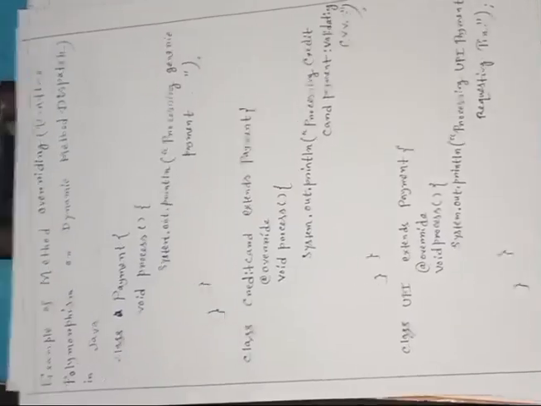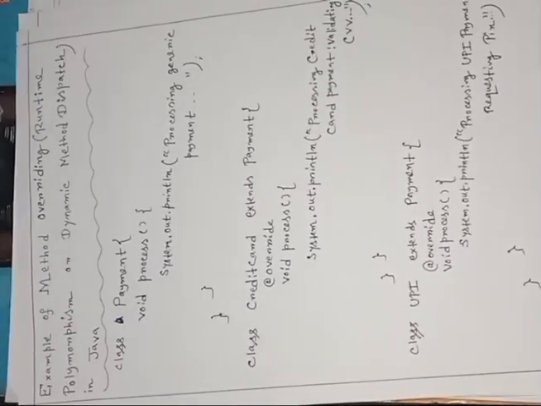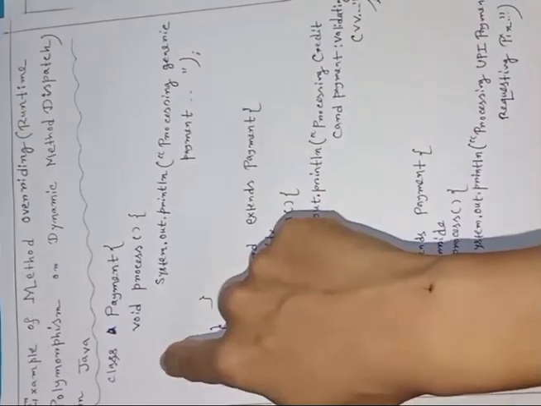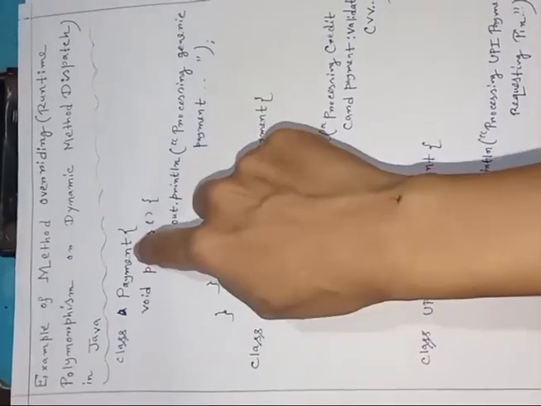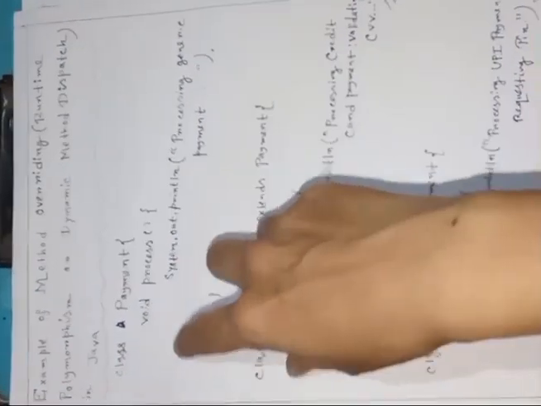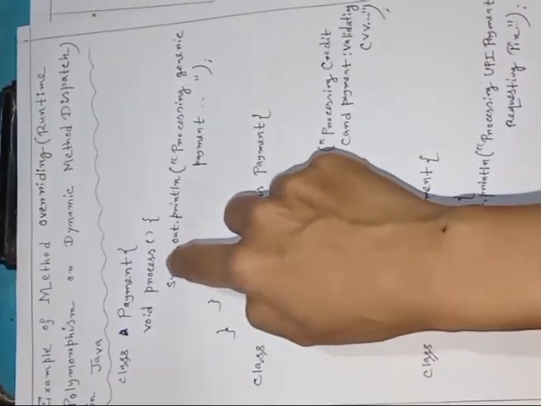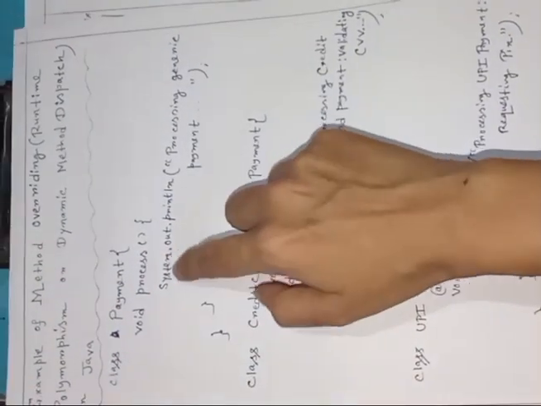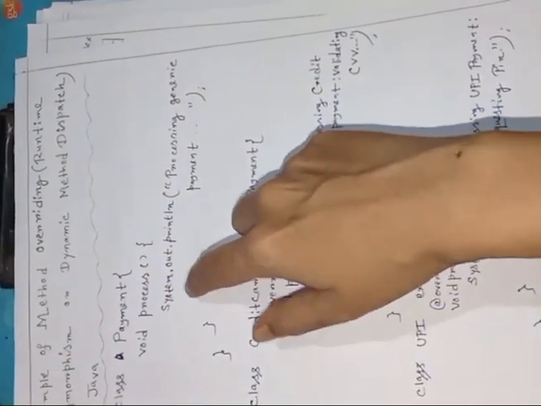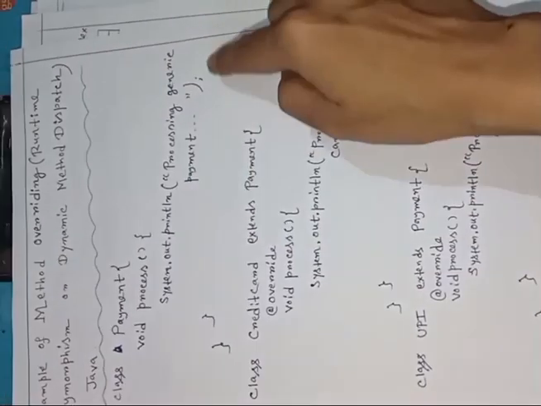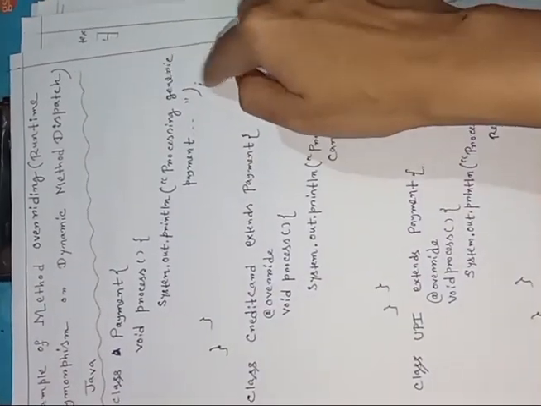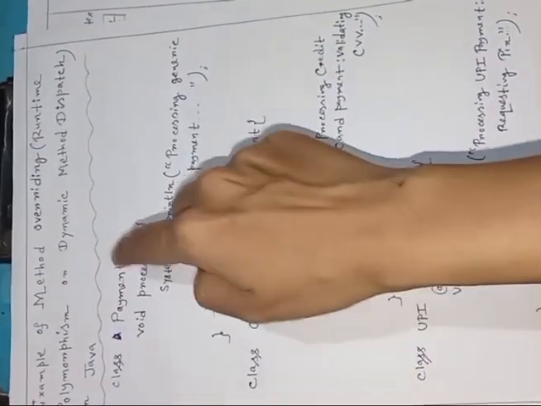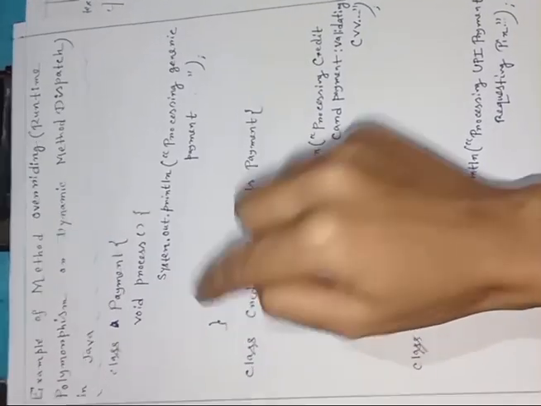So let's study. Now I have created my parent class or super class which is Payment. Class Payment has a method which is process, a void return type method, and this method gives the output System.out.println processing generic payment. Curly braces end here and this parent class or super class ends here.